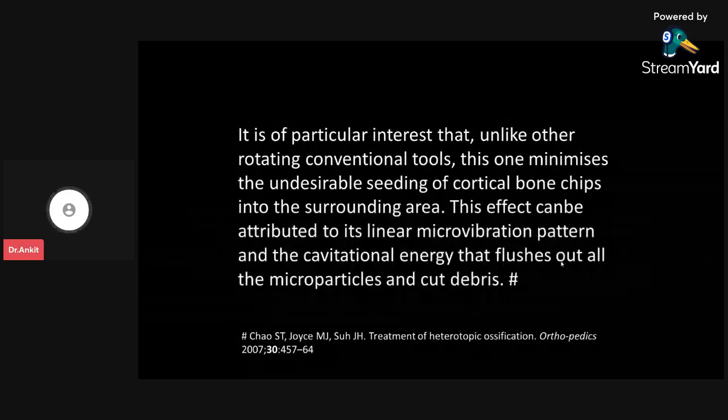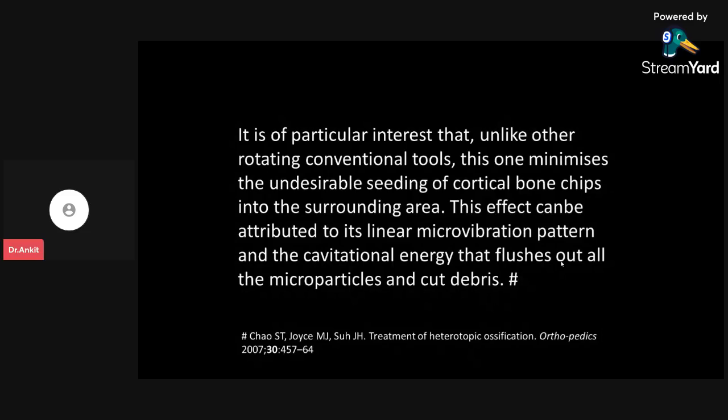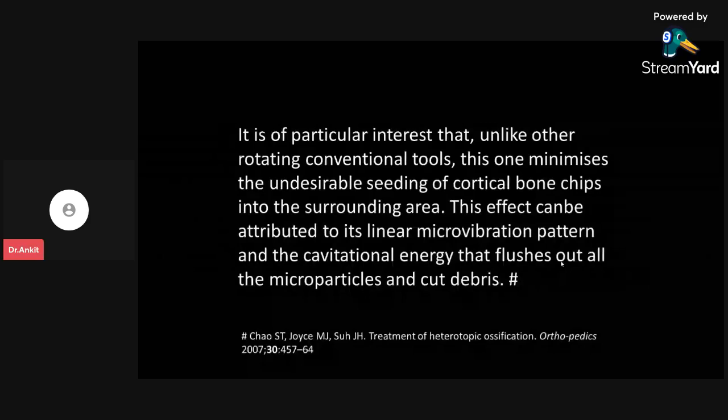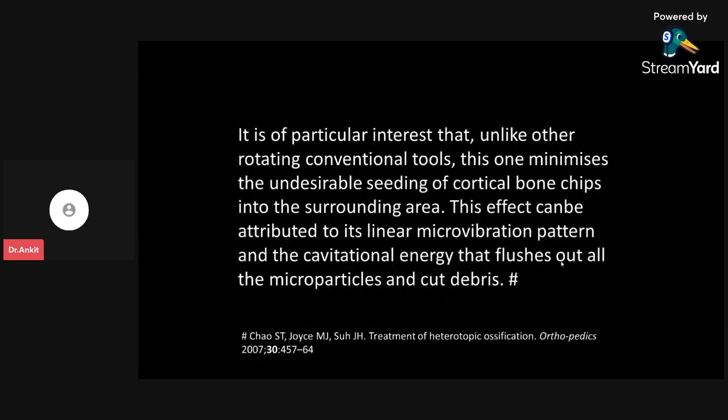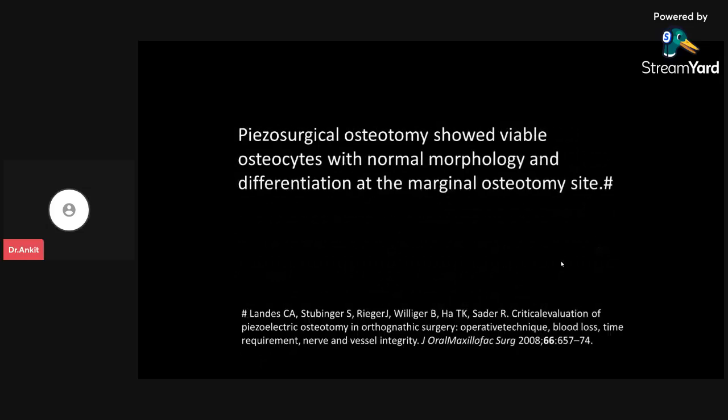So in such cases, there is a phenomenon known as cavitation, that cavitational energy that flushes out all the microparticles and clears the debris all along. What is that cavitation? We'll be discussing it in the coming slides.